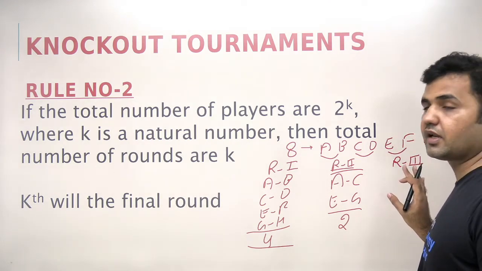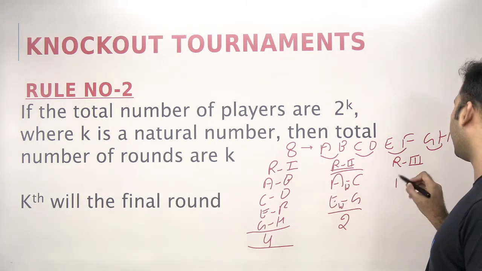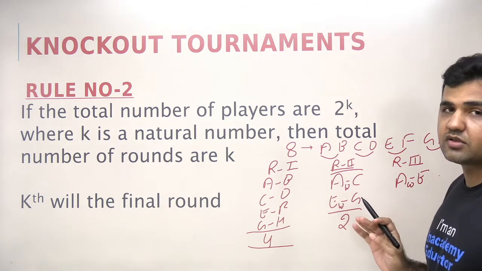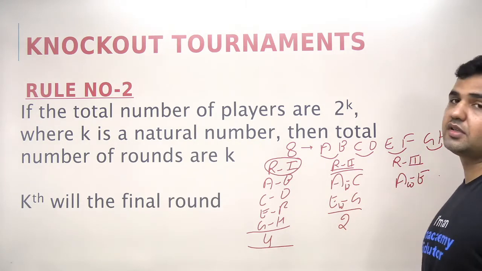Now in round 3, finally you will be having your final winner, right? So in round 3, 1 match, let's say this is a winning team, so A and E will be playing, and whosoever is a winner will be the final winner of the tournament. So what are the number of rounds that are happening? Round 1, round 2 and round 3.